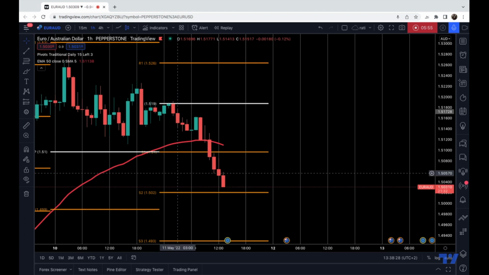Another great example is EURAUD right now, where we can see that price broke S1, it's now headed to S2. Price started the day off below the pivot point and again in between the moving average, but it broke that moving average and it's now on a downward trend to S2. We could see a test of S2 and then coming back to test S1 again before it continues down to go back down to S3.